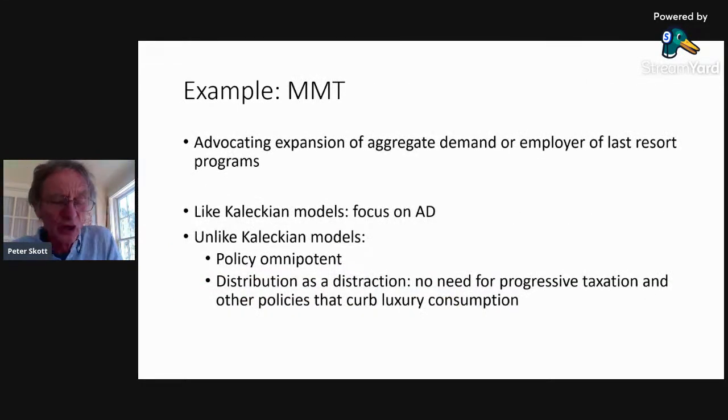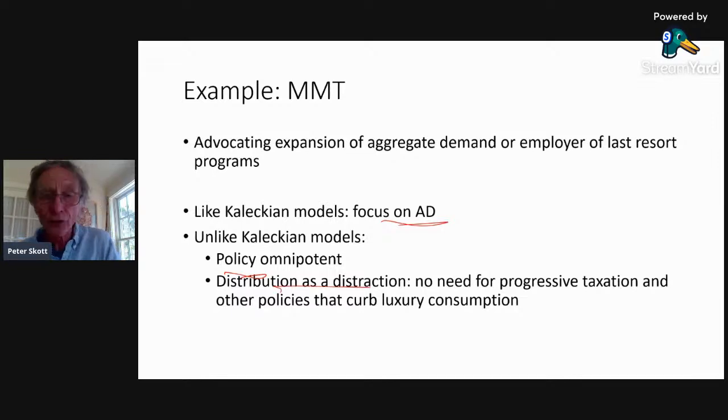Modern monetary theory, again, advocating expansion of aggregate demand. Employer of last resort programs have been advocated in a number of countries, including, I believe, Argentina, and to some extent maybe implemented. Like Kaleskian models, focus on aggregate demand, but perhaps an interesting and striking contrast to the Kaleskian models. Unlike these models here, policy now is omnipotent.